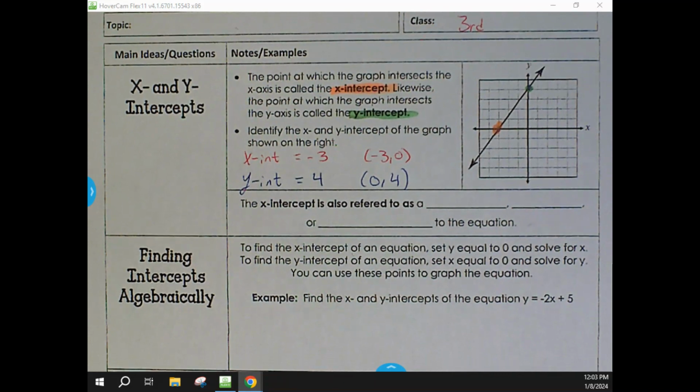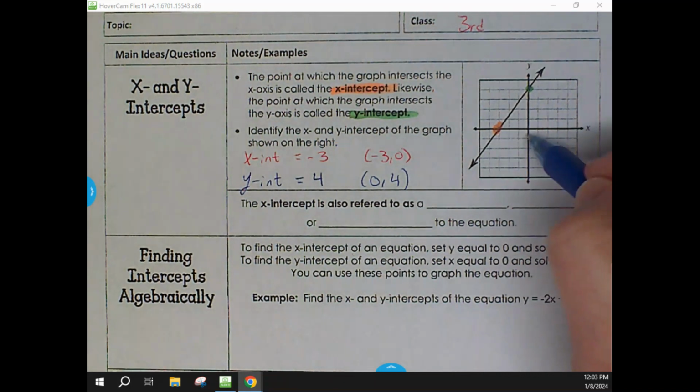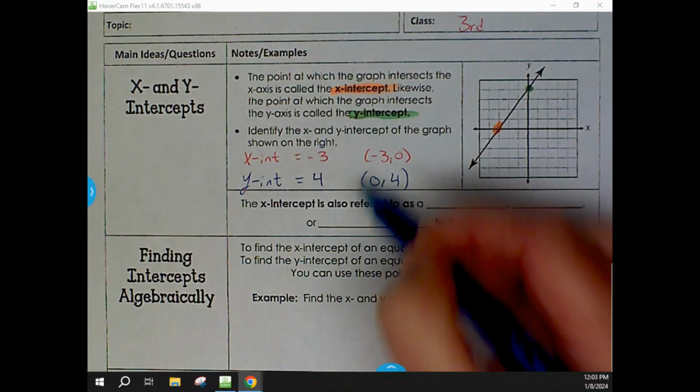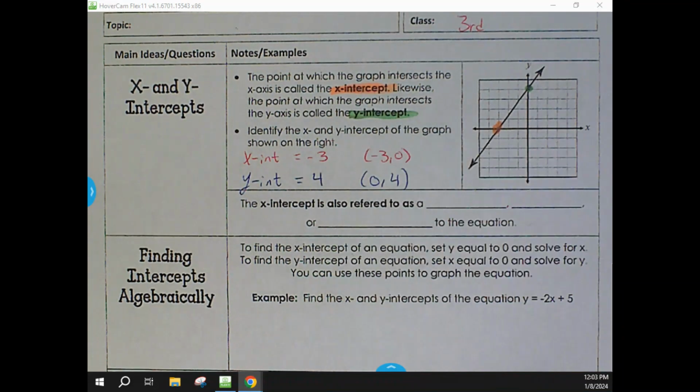Okay, so just a little bit of graphing review, just to remember that again: x is always going side to side, the y value is always up and down, so we're going to go side to side first, and then the up or down second to get those. The x-intercept.